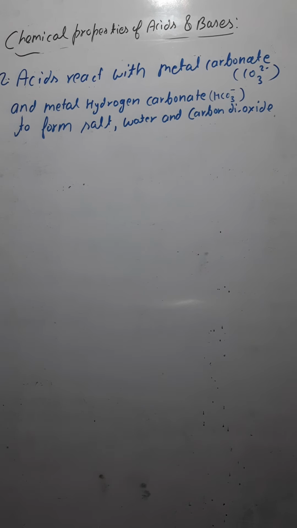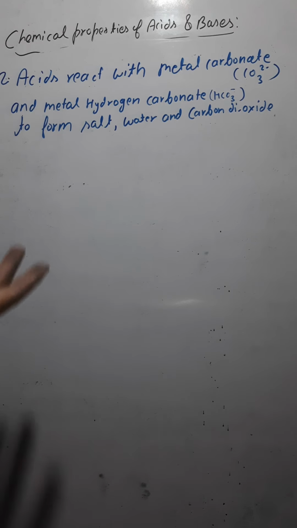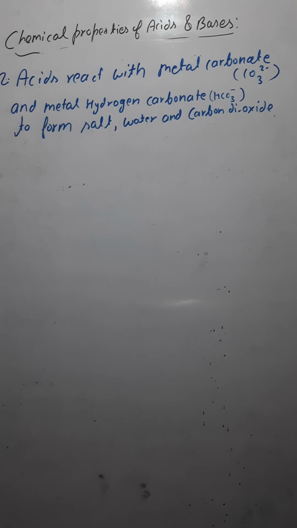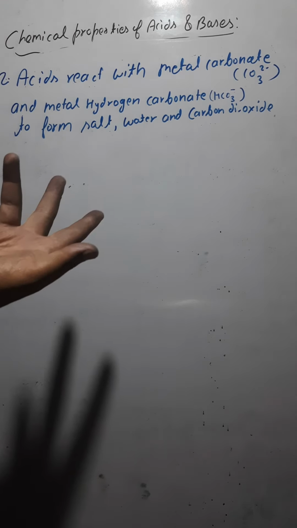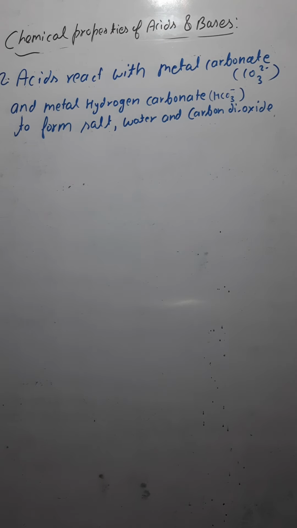This can be asked in the exam in this way: what happens when acids react with metal carbonate? The answer would be: when acids react with metal carbonate, it forms salt, water and carbon dioxide. And the next question: what happens when acids react with metal hydrogen carbonate? The answer would be the same: when acids react with metal hydrogen carbonate, they form salt, water and carbon dioxide gas. Are you getting this?